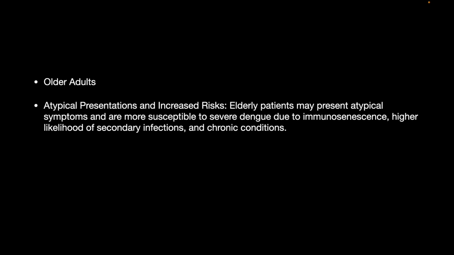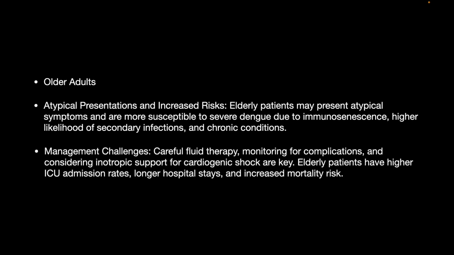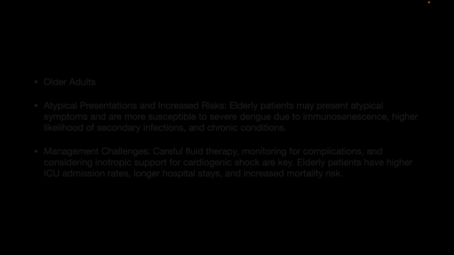Now the next part is the special populations, like older age. Elderly patients present with atypical symptoms because of immunosenescence, a higher likelihood of secondary infections, and chronic underlying conditions. So careful fluid management is crucial because renal and cardiac impairment is common in these patients. Monitor for complications. Consider inotropic support early. These patients need higher ICU rates and longer hospital stays, with increased mortality risk.